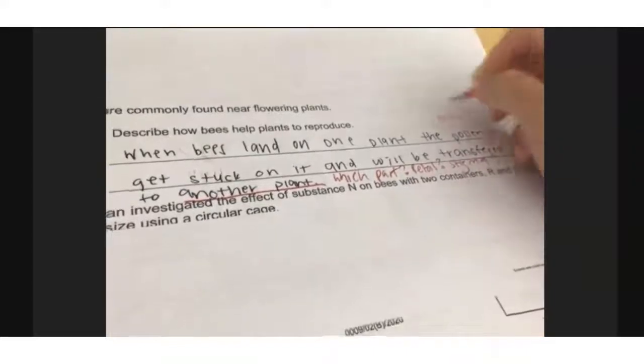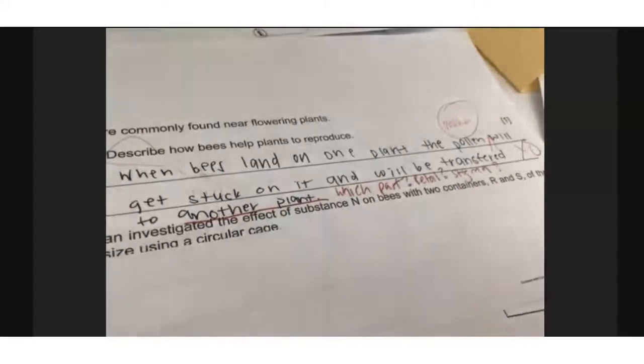If you talk about bees land on one plant, the pollen will get stuck on it. Pollen from where? Anther wasn't stated. And will be transferred to another plant. Not clear again. Which part of another plant? Is it a petal, stigma, leaf? So when you describe, you've got to be very clear and very step by step. Talk about the details inside, which is lacking in this answer.